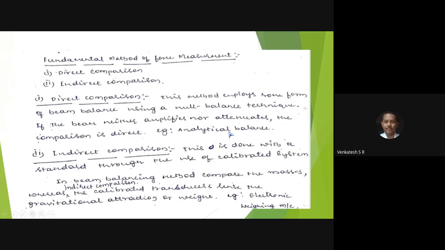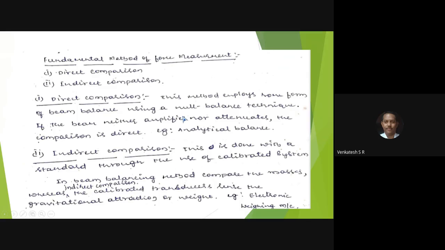Next part of the question, for that the answer is: the fundamental method of measurement is classified into two. One is direct comparison. The other one is indirect comparison. For this, you write the explanation. Direct comparison is direct measurement. That is a beam balance used as an analytical balance. Then the needle comes to the zero reading. That is a null balance.